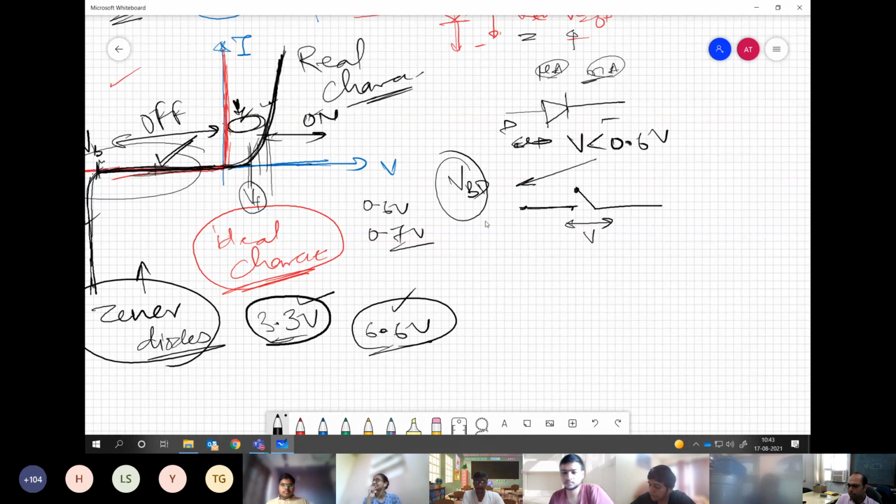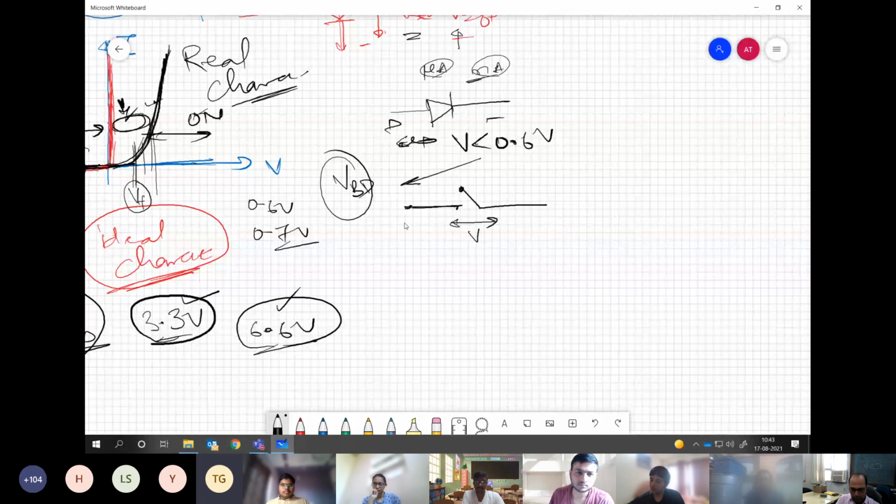Understanding my point? Yes, sir. Fine. This is the equivalent circuit of the diode when it is in the off state.